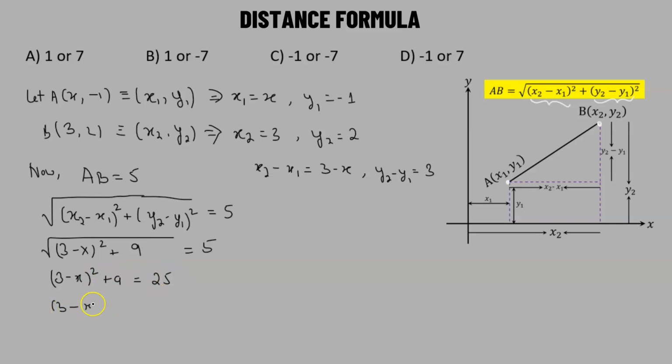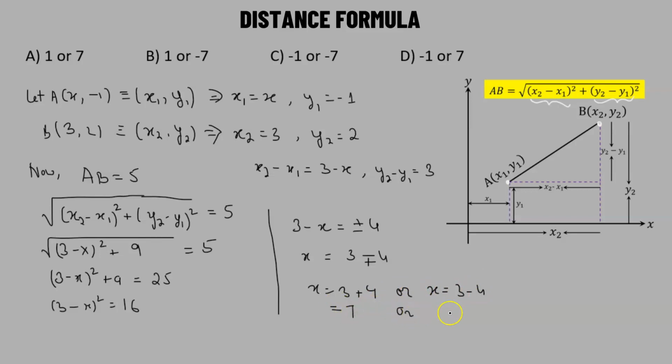So (3 - x) whole squared will be equal to 25 - 9, so that's +16. If we take the square root on both sides, we get 3 - x equals plus or minus 4, which means x will be equal to 3 minus or plus 4. So we get two values. One will be 3 + 4, that's 7, and the other will be x equals 3 - 4, that's -1. So we get either 7 or -1. That means option D is the correct option. So x could be either -1 or 7, such that the distance between the 2 points (x, -1) and (3, 2) is 5 units.